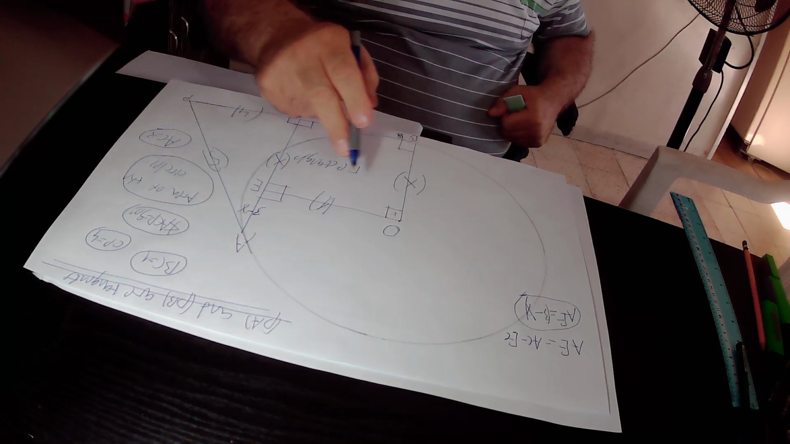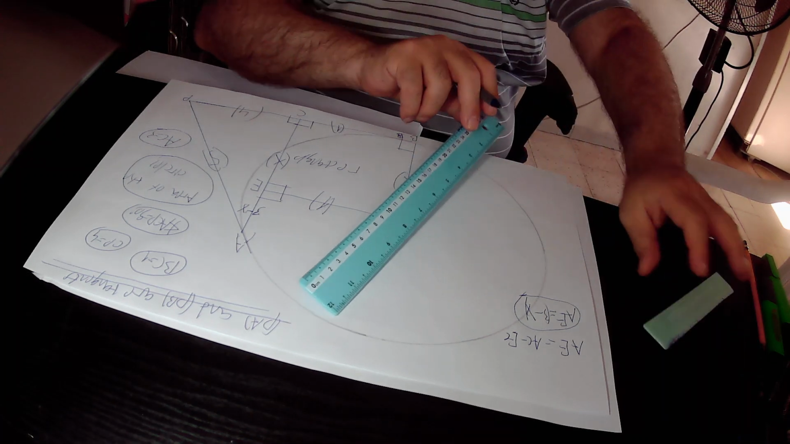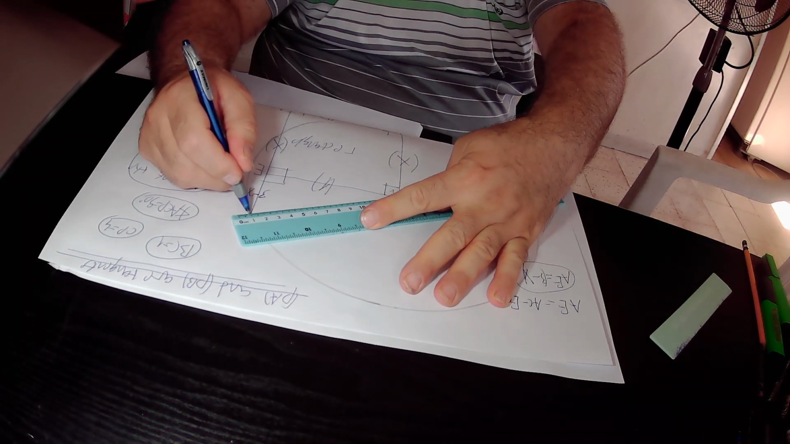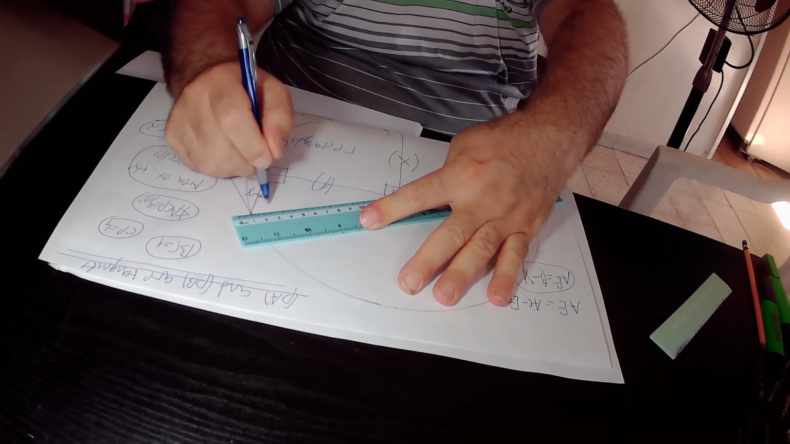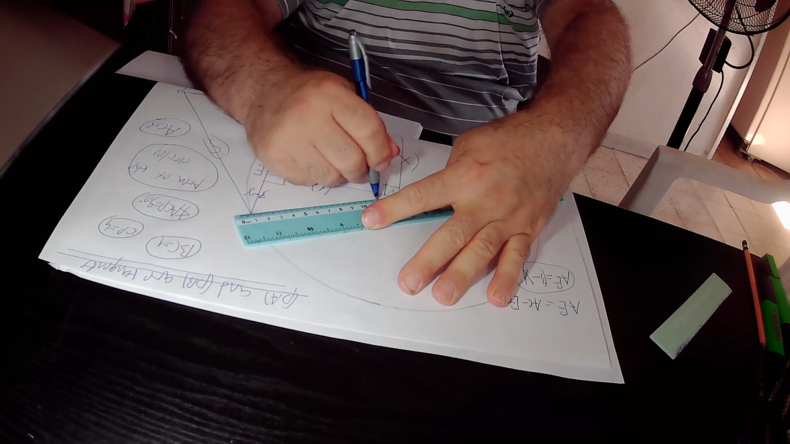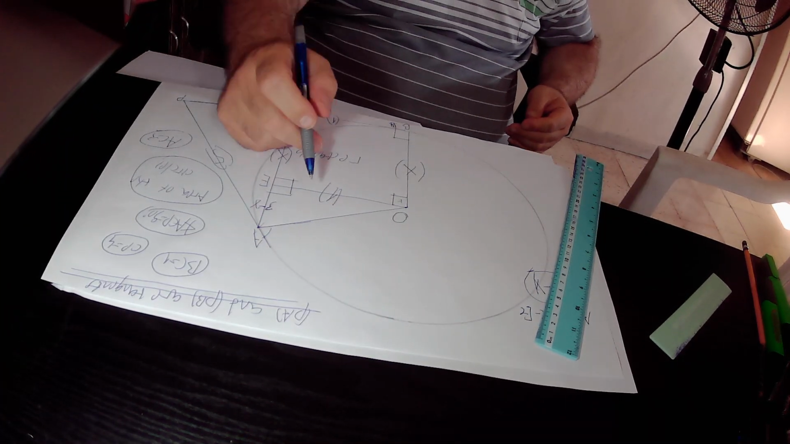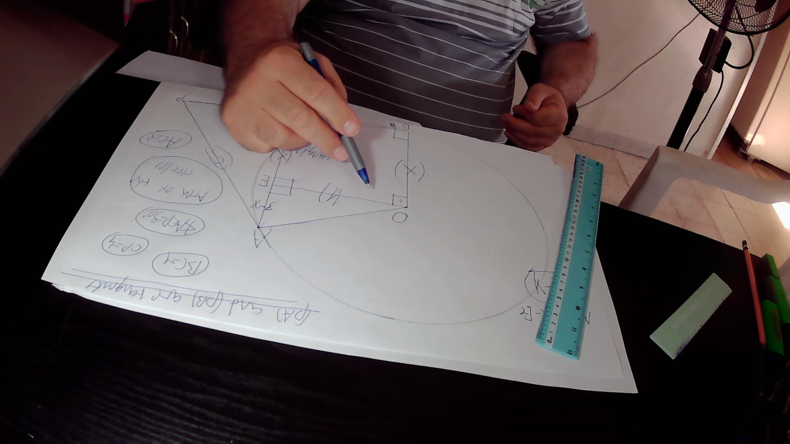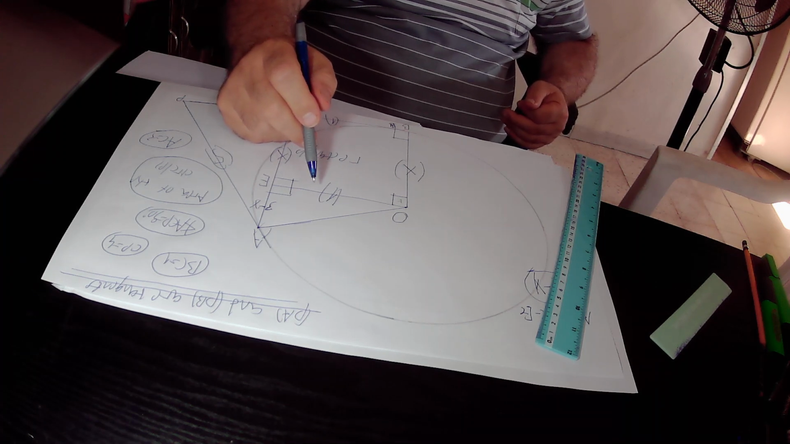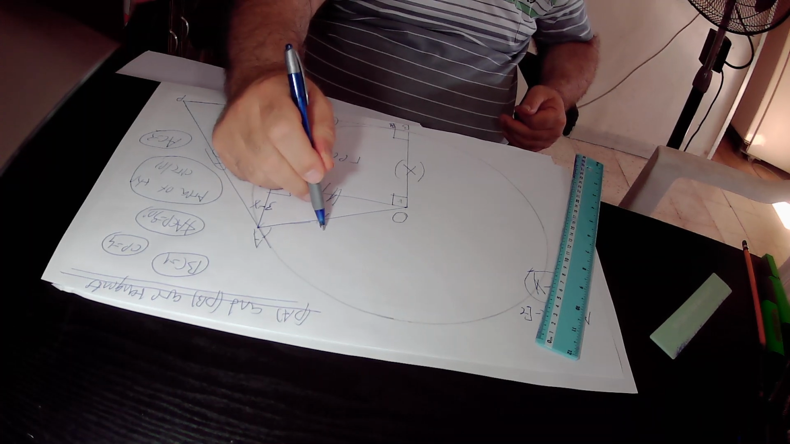The next step, we join points O and A together by a straight line. What is the definition of line segment OA? Line segment OA starts from point O, that is the center of the circle, and ends at point A, that is a point on the circle itself. So this is exactly the definition of a radius. Therefore, OA is the radius of this circle, that is equal to x according to our definition.